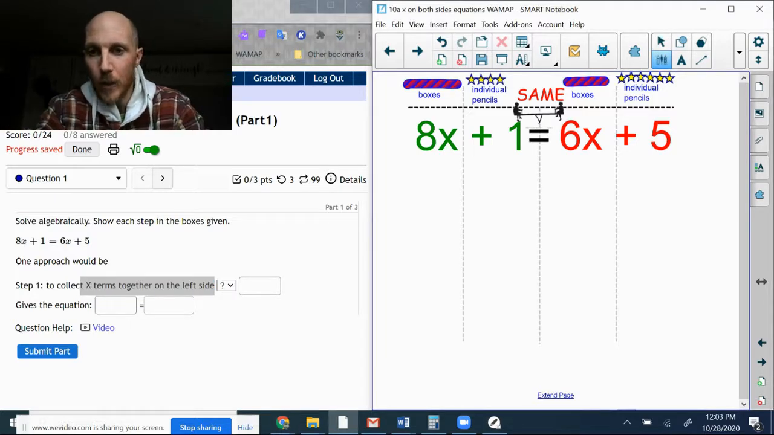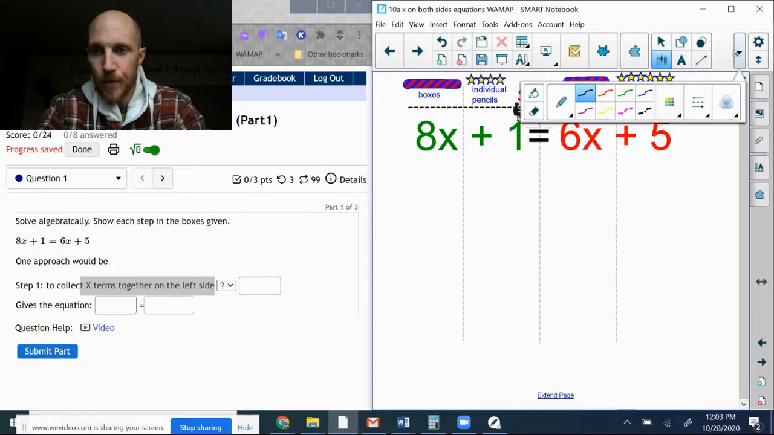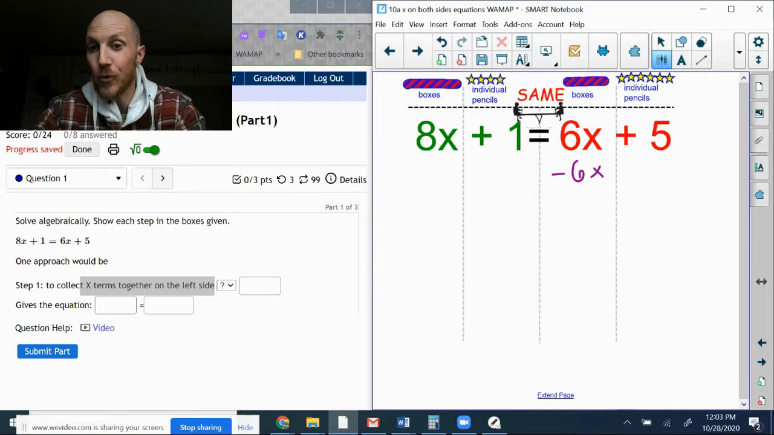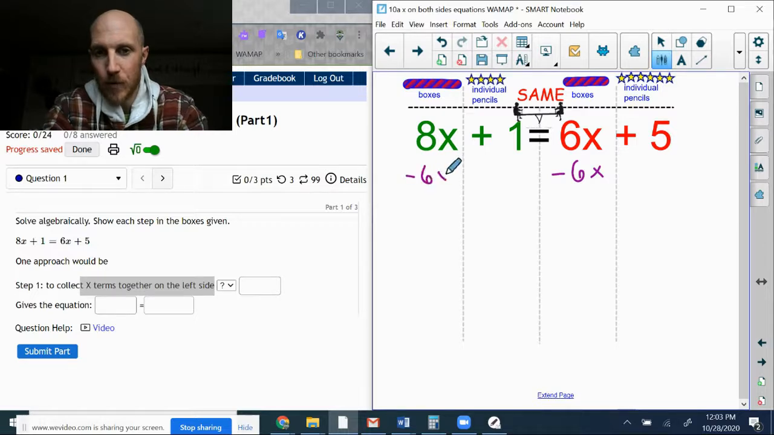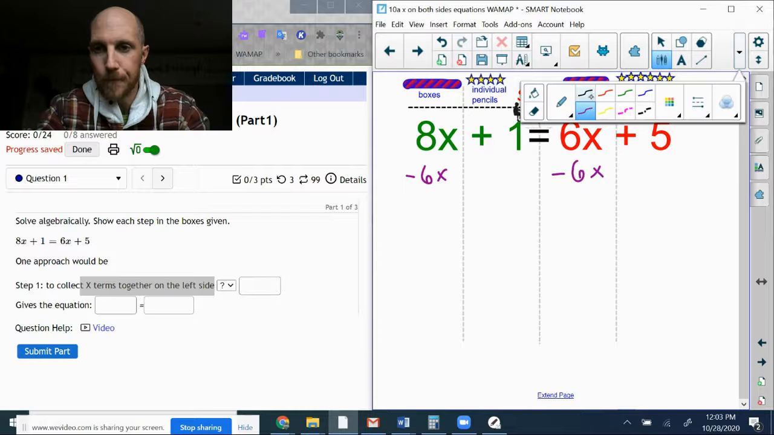So that red x term needs to go away. If I'm looking at the red x term, I've got that lined up in my x column. That is going to be canceled by subtracting 6x. So I'll have to do the same thing on the other side of the equal sign, on the green side. And I want to make sure I keep my like terms lined up. So that's going to go underneath the other x term into that x column.